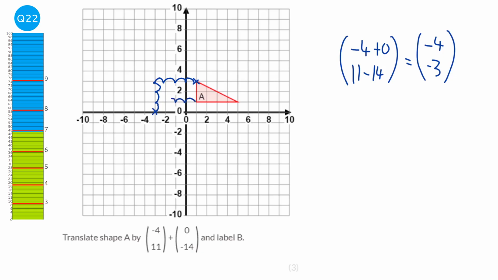And we can do that for each of the other points. And when we've done that, we can join them all up with straight lines, and label the new shape B.